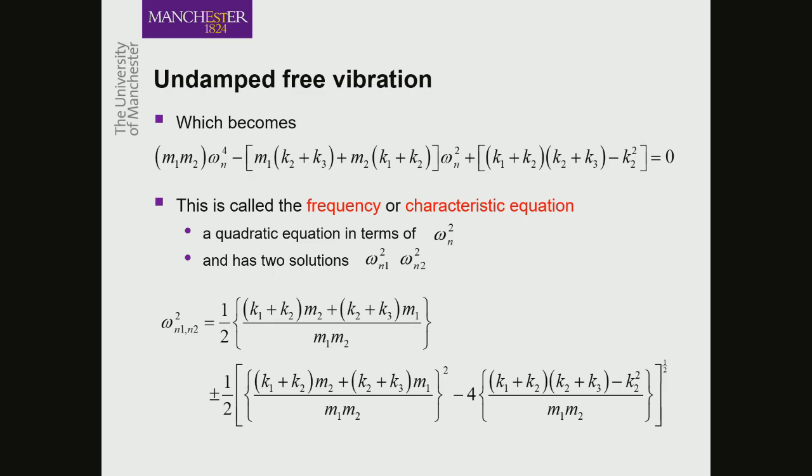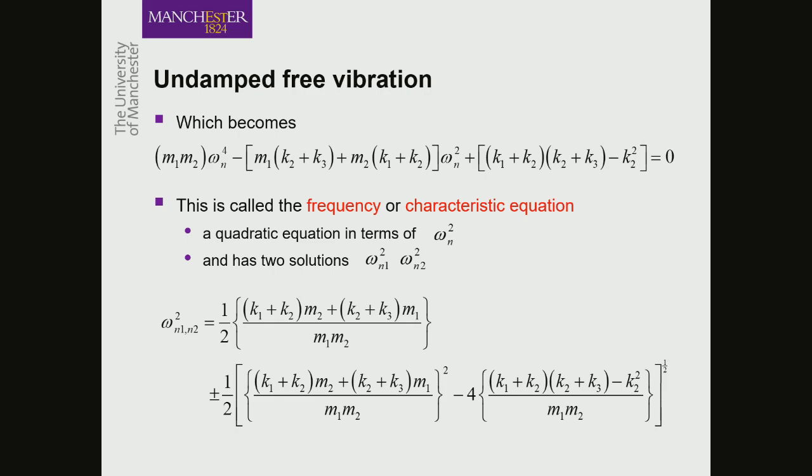But again, the thing you need to know here is that this is the characteristic equation, or the frequency equation, because it gives the frequencies of the system. You can call it the frequency equation as well. And it is a quadratic equation again, but in terms of omega squared, because it is fourth order. And it will give you two solutions, omega n1 and omega n2.